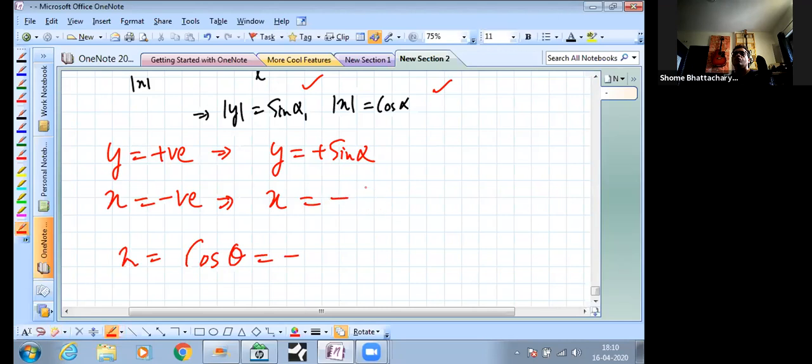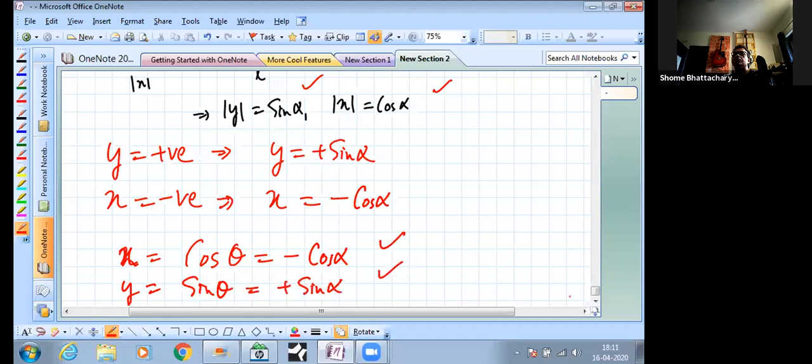Just a small correction here: this will be cos, because the magnitude of x, mod of x, was cos alpha, but remember x's sign was negative. So the value of x is minus cos alpha. Further, x is defined in terms of projection as cos theta, so cos theta becomes minus cos alpha. Whereas y is defined as sine theta, and from above that is equal to plus sine alpha. So this becomes the relationship. Next, if we substitute theta as 120 degrees, alpha is becoming 60 degrees. So we are getting from here the relation that cos of 120 is in fact equal to minus cos 60.